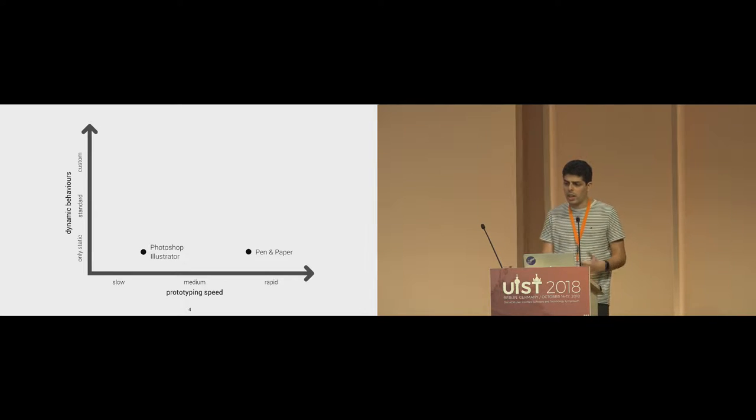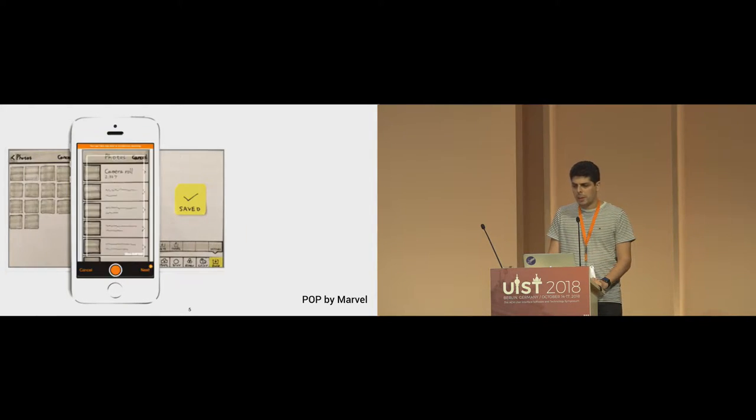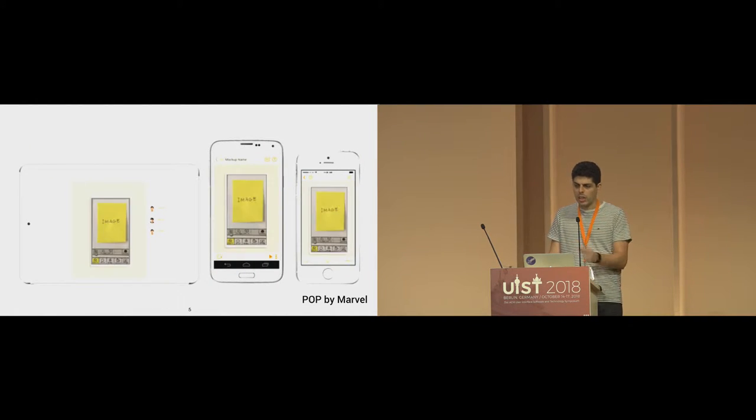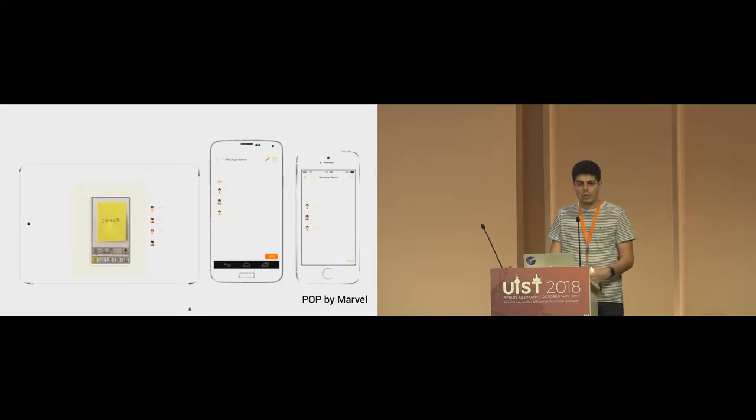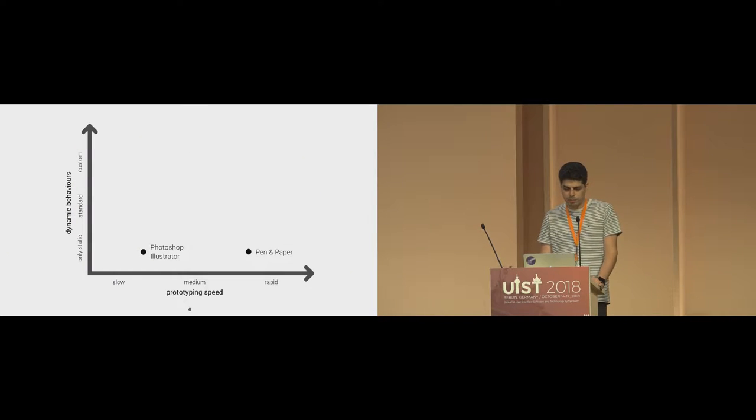There are some tools that help to translate these static prototypes into more dynamic ones. For example, POP lets designers take pictures of paper prototypes, create hotspot areas, and connect them to create click-through interactive prototypes. But the interaction is only limited to screen-based transitions.